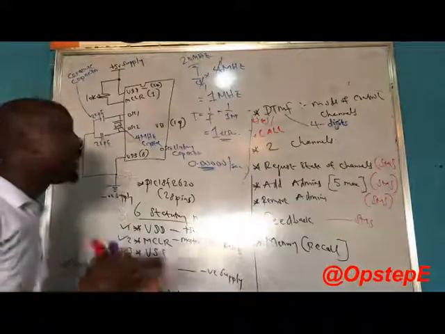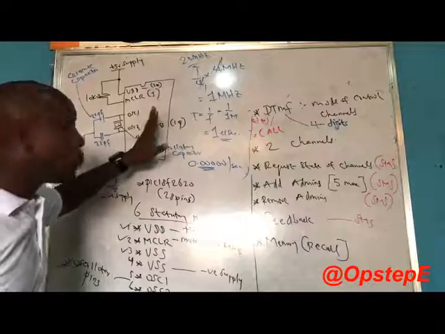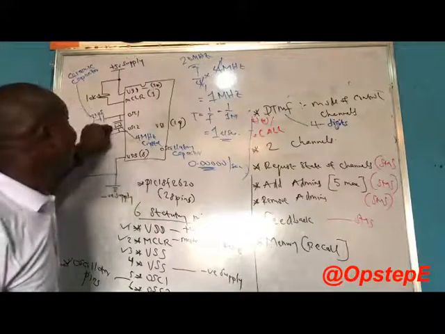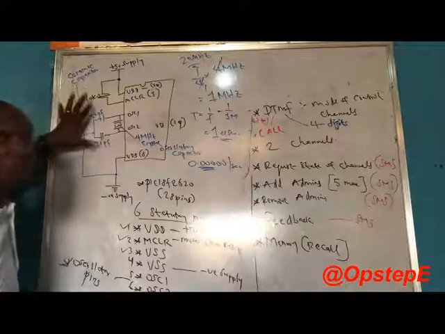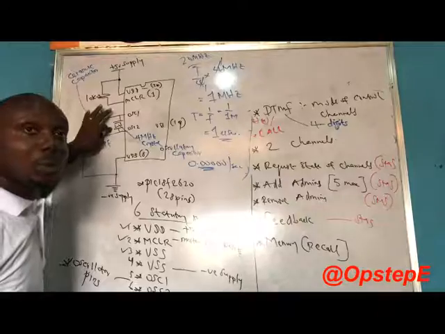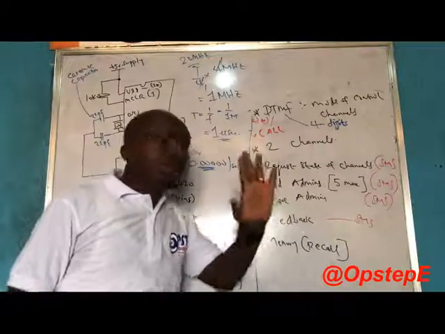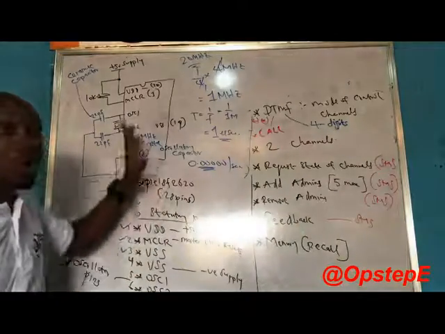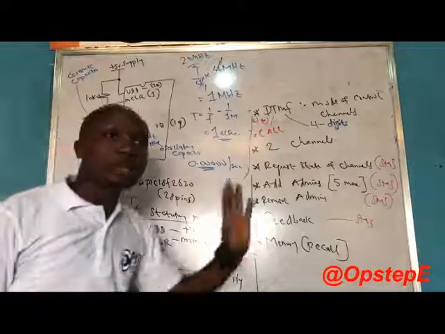There are some controllers that have internal crystals. This one does not have, so for that purpose, we have to give it an external crystal. And that crystal cannot start itself. These two ceramic capacitors are what start this crystal. But the moment the crystal is started, it can carry on its operation unhindered, and as long as this system is on, it will continue to carry out its operations unhindered.